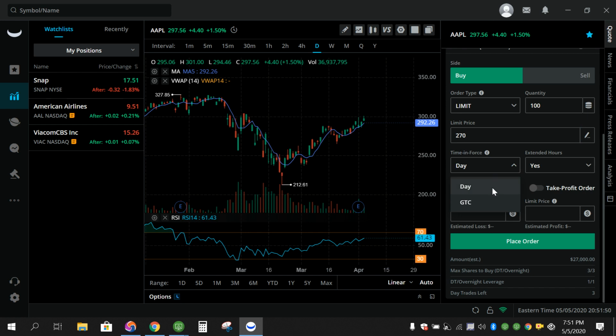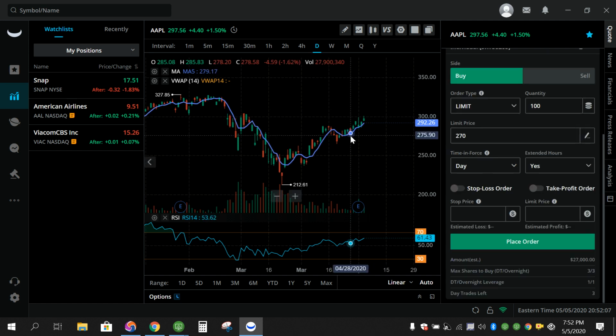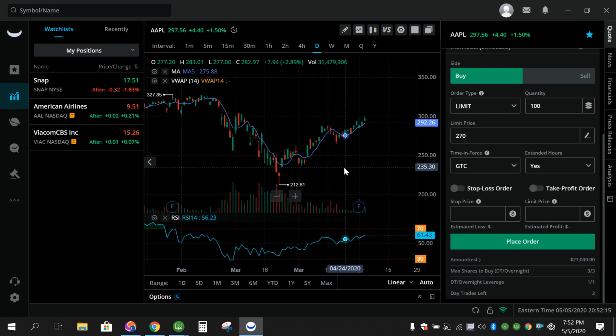Now you have what's called a day or good till canceled order. Basically, if you have the time in force set to day, this order will be enforced for the whole day until close of business at 3 o'clock Central or 4 o'clock Eastern Standard Time. After that, that order goes away. So if you wanted to buy at 270 and it doesn't hit 270 today, that order goes away. If you choose good till canceled, that order is going to stay in effect indefinitely until you go in there and actually cancel it. So just be mindful of that when you submit an order.